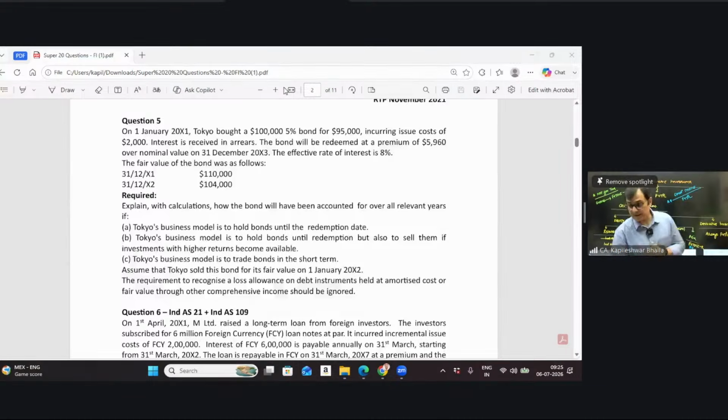And then finally it says the business model is to trade the bonds in the short term. Trading means clearly FVTPL. And then it says assume that the bonds are sold at fair value on January X2. Then it says the requirement to recognize a loss allowance on debt instruments held at AC or FVTOCI stands ignored.